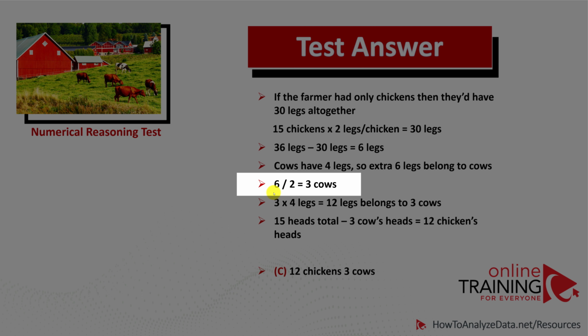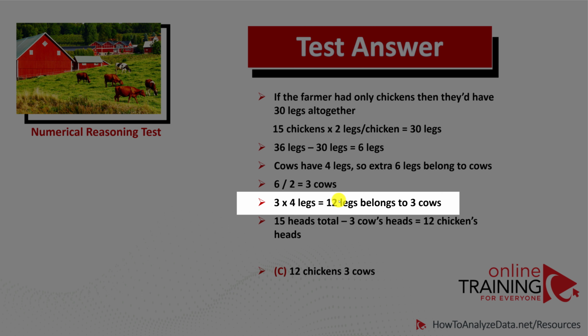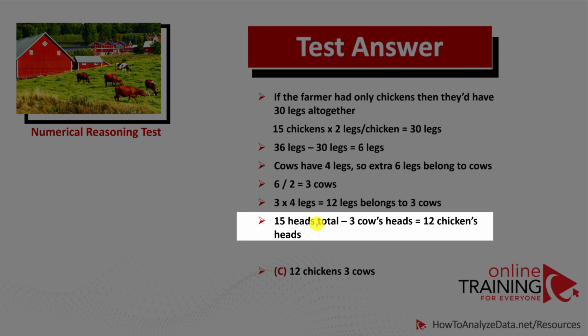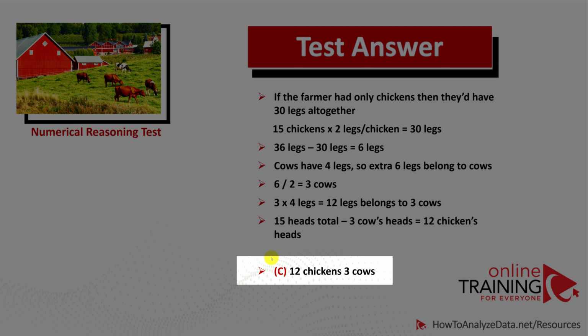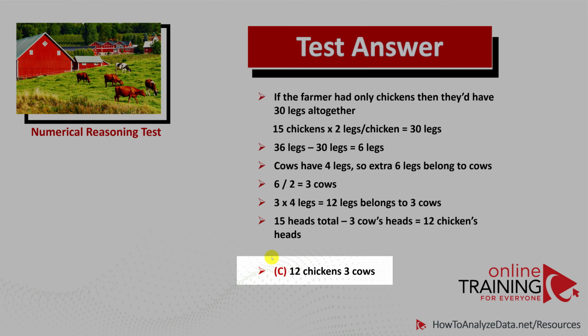So by doing this calculation, we can multiply 3 by 4, which will give us 12 legs, and those 12 legs belong to cows. So the correct answer would be 15 heads total, 3 cows' heads and 12 chicken heads, which leads us to the same correct answer as choice C, 12 chickens and 3 cows.